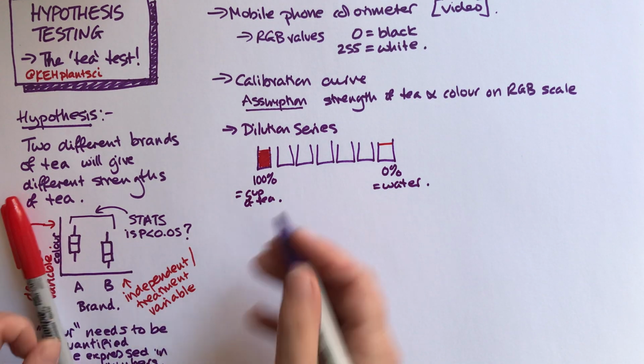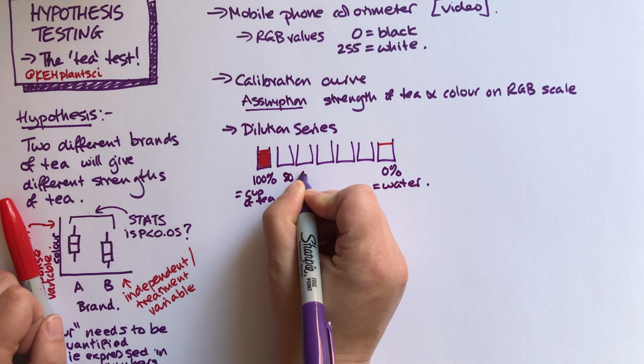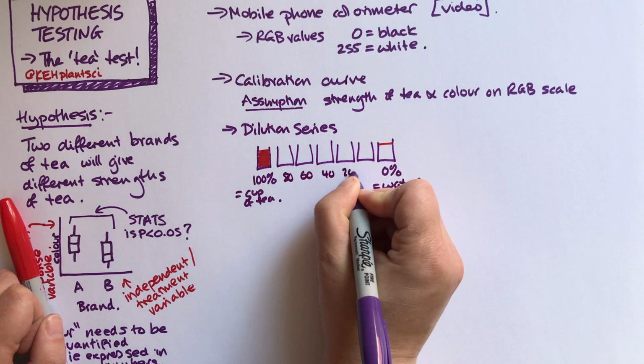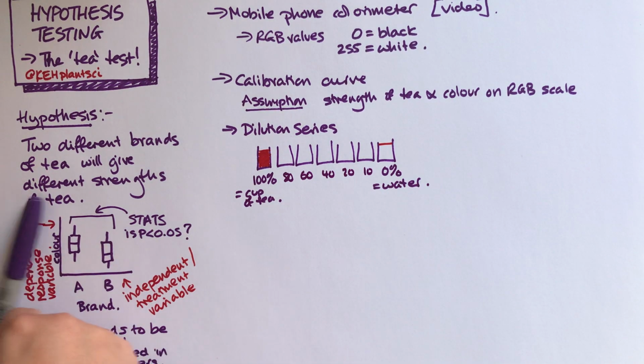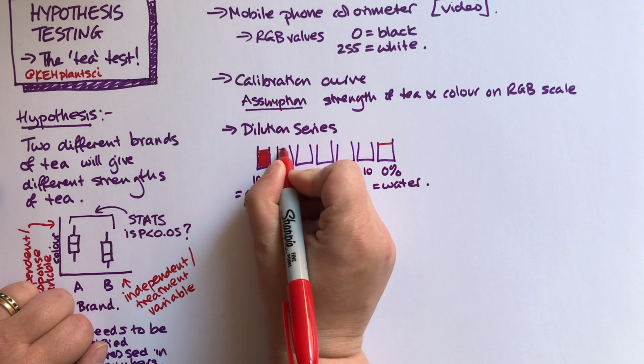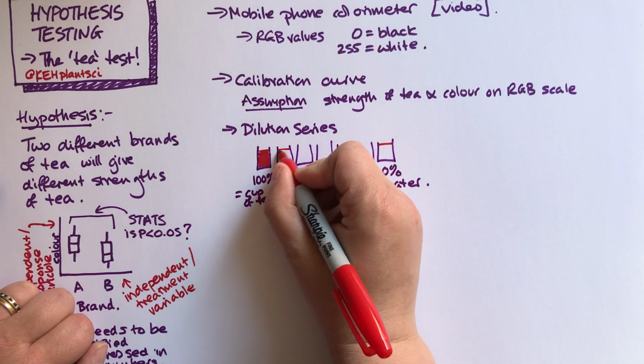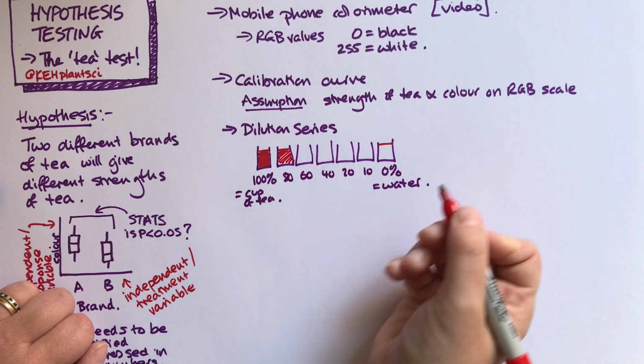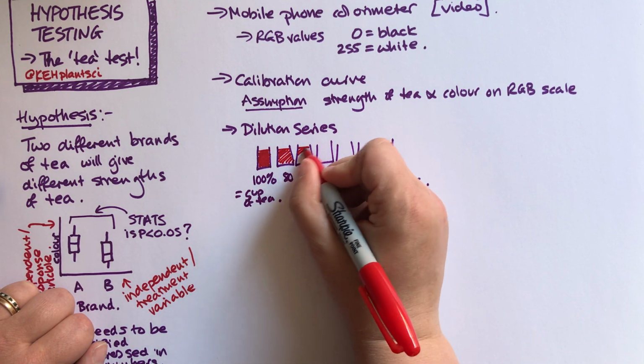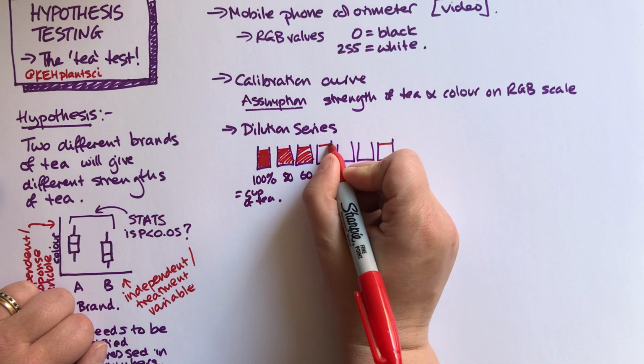But then we have 80%, 60, 40, 20, 10. We set up a series of dilutions. My 80% will be pretty strong, but not quite as strong as the 100%. 60 will be a bit weaker again.